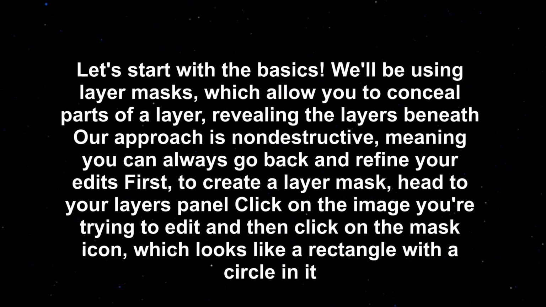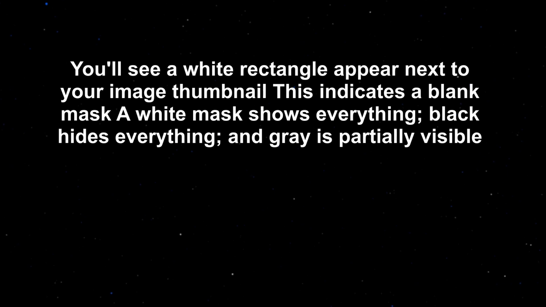To create a layer mask, head to your Layers panel, click on the image you're trying to edit, and then click on the mask icon, which looks like a rectangle with a circle in it. You'll see a white rectangle appear next to your image thumbnail. This indicates a blank mask. A white mask shows everything, black hides everything, and gray is partially visible.